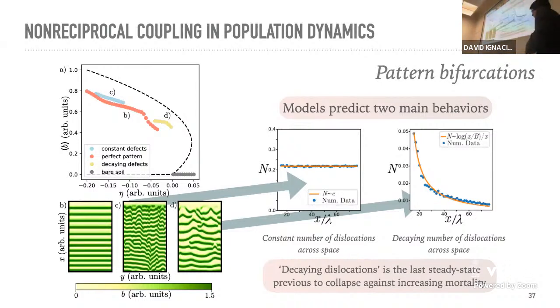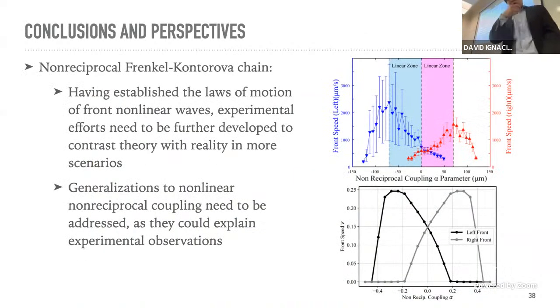So this tries to say that studying the dislocations and also including the non-reciprocity in the models of population dynamics could be really important to try to understand these systems, because it says things that are ecologically relevant. So now I will end with the conclusions and perspectives.